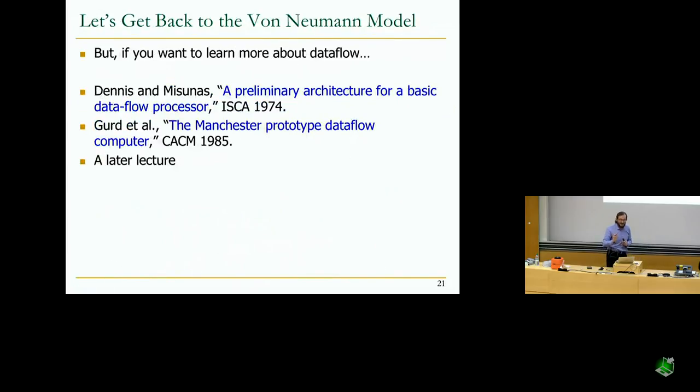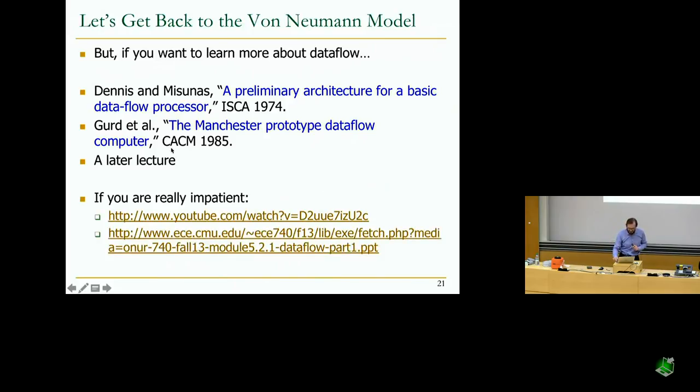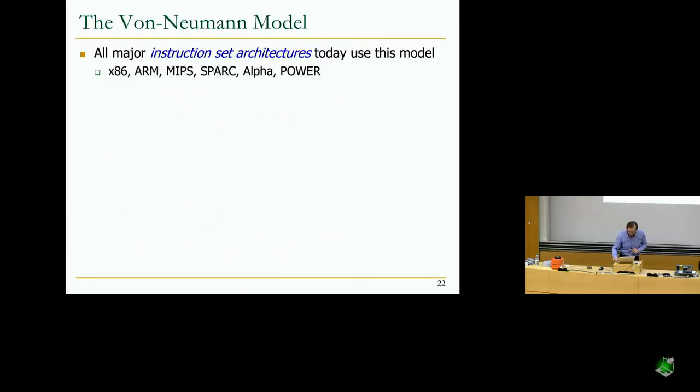We'll get back to the von Neumann model and talk about how to implement it, building our way to that out-of-order execution of instructions. But if you really want to learn more about data flow, this is a seminal paper that introduced the idea in 1974. And people have implemented many data flow computers. This is one of the more accessible papers, even though it may still not be very accessible at this point in time. But you can take a look at it. And if you're really impatient, you can watch a past lecture of mine that's on YouTube, linked over here.